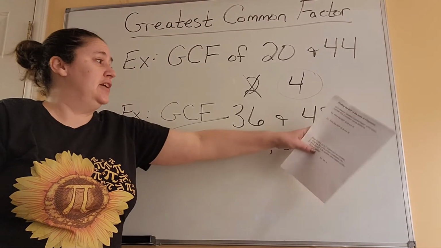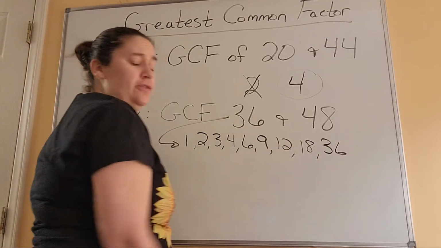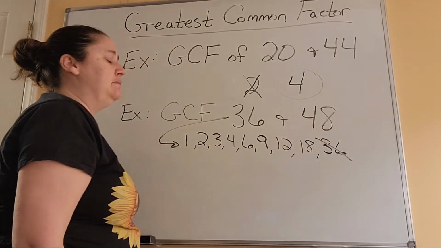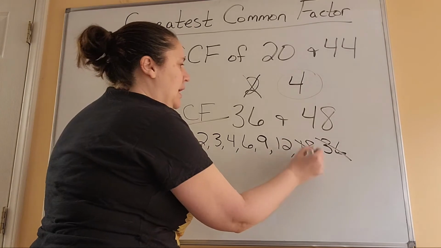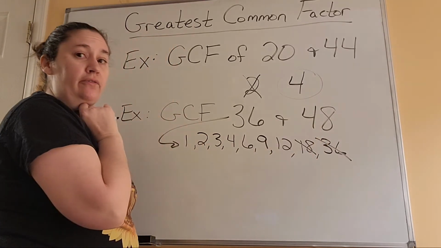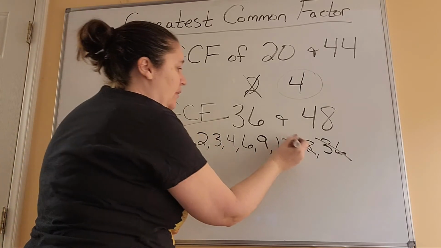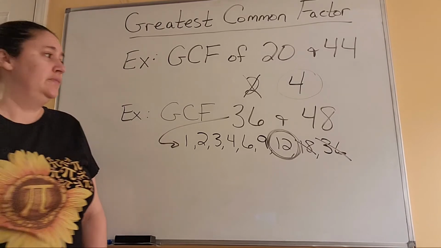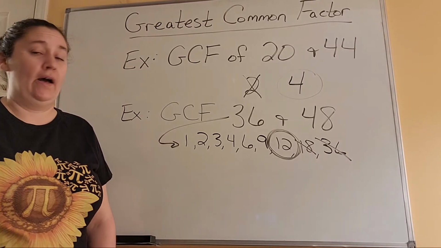Let's check all of these numbers for 48. Let's start with the biggest one. Can I divide 48 by 36? No. Can I divide 48 by 18? No, I don't think so. Can I divide 48 by 12? Yes, I can. 48 is 4 times 12. That's going to be the greatest common factor of 36 and 48. The greatest common factor is 12.